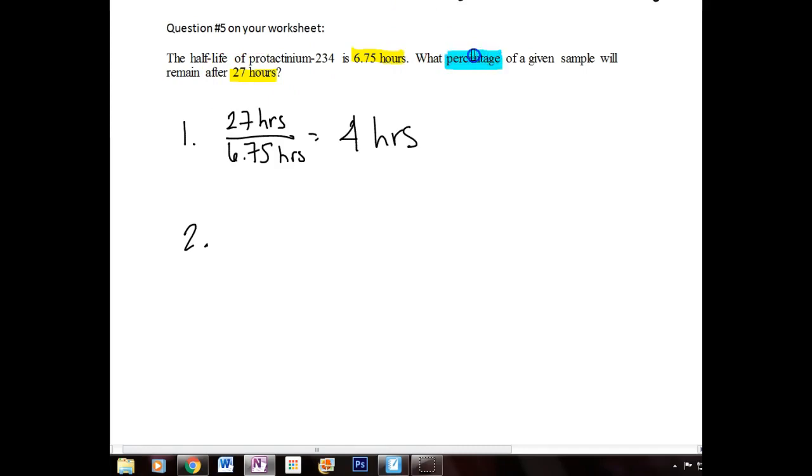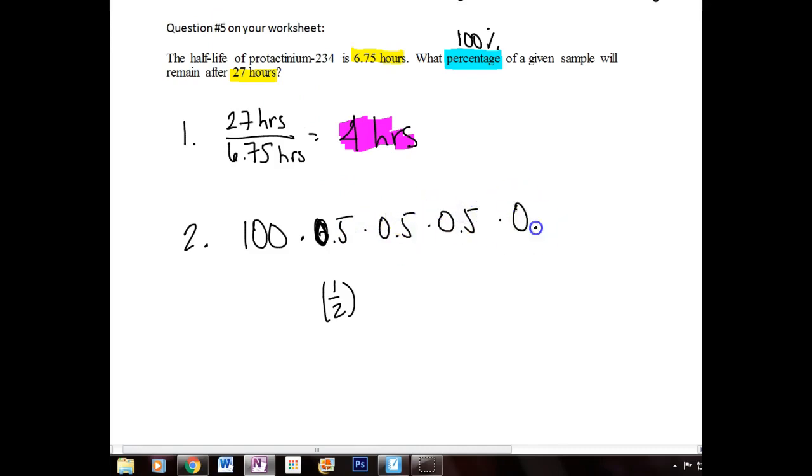Now here's what we're going to do. The previous 2 problems gave us a starting mass, whether it be 5 grams, 10 grams, 0.25 grams, doesn't matter. We're going to assume that we're starting off with 100%. So instead of mass, I'm going to start with 100, my 100%. And then I'm going to multiply, just like I did before, by 0.5, and I need to multiply by 0.5 4 times. So 0.5 times 0.5 times 0.5 times 0.5.